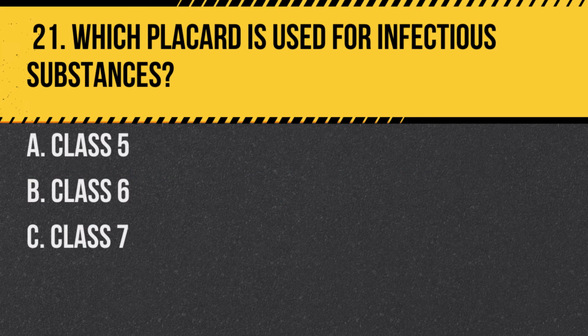Question 21. Which placard is used for infectious substances? A. Class 5. B. Class 6. C. Class 7.